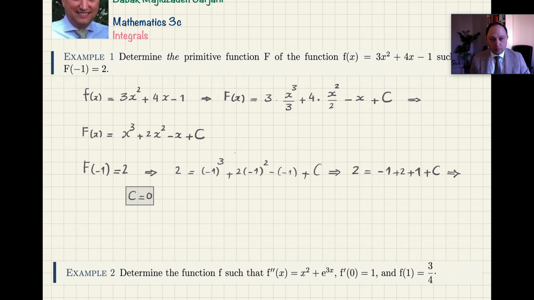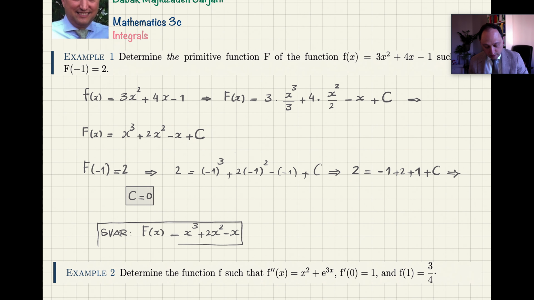Okay, so then what happens here? What you need to write as the answer is this. You have to plug this back into the function that you found. You put C equal to 0 here, and then you get capital F of x equals x to the 3 plus 2x squared minus x. And this has to be written as the answer at the end.